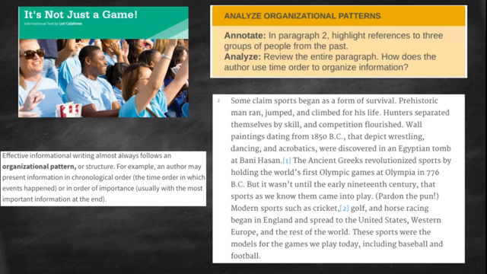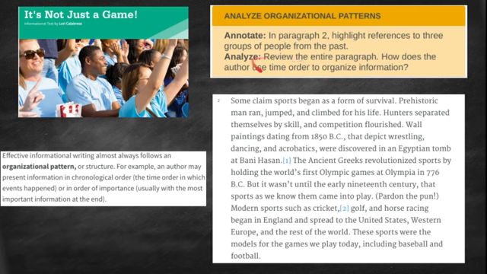Okay. So, for example, let's look at this over here. Okay. So this is what we just talked about a minute ago. How organizational patterns, you could do chronological, you could do order of importance, or you could do descriptive. Well, this one is telling us, okay, this is paragraph 2. This is telling us, how does the author use time order to organize information?